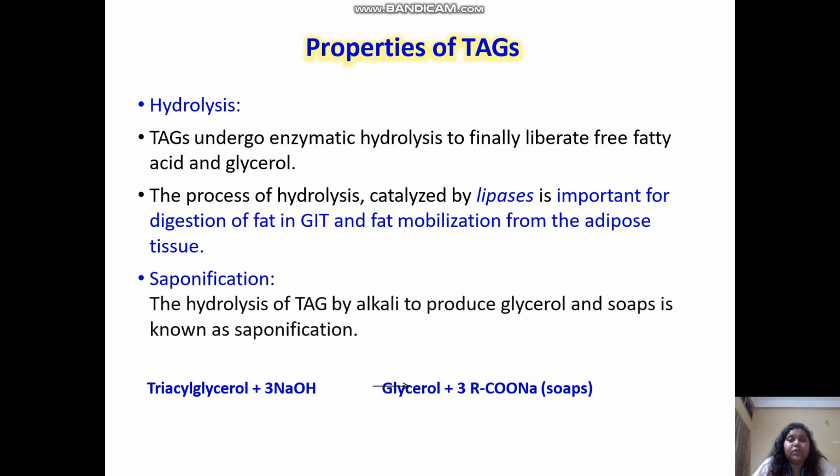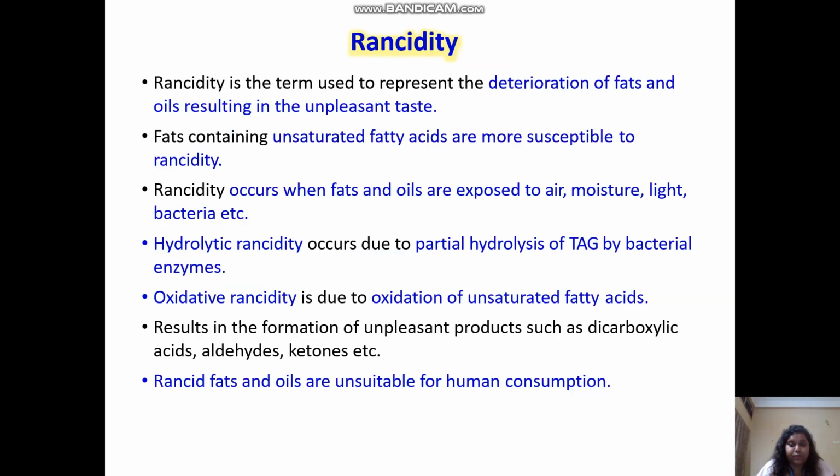Now, the properties of triacylglycerols. Hydrolysis. Triacylglycerols undergo enzymatic hydrolysis to finally liberate free fatty acid and glycerol. The process of hydrolysis catalyzed by lipases is important for digestion of fat in the GIT and fat mobilization from the adipose tissue. Then secondly, the property is saponification. The hydrolysis of triacylglycerol by alkali to produce glycerol and soaps is known as saponification. That is, triacylglycerol plus 3 sodium hydroxide gives glycerol plus 3 RCOONa, that is soaps.